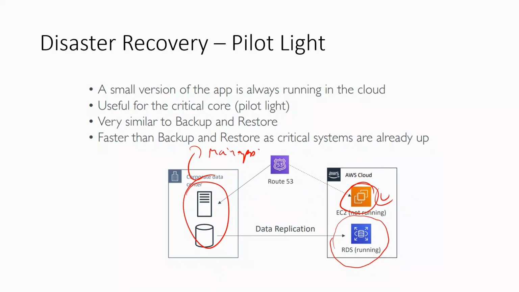You keep the core system of your application running, and that is what it is. I hope that makes sense. As you are keeping only the critical systems up and running, the cost can be a little bit higher than the backup and restore strategy, but it is still less compared to other disaster recovery strategies, right? I hope that makes sense.